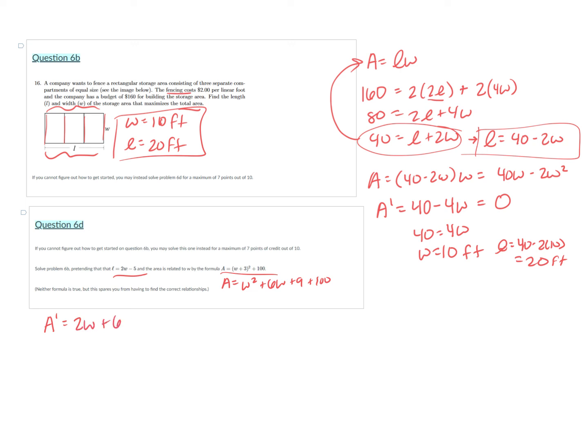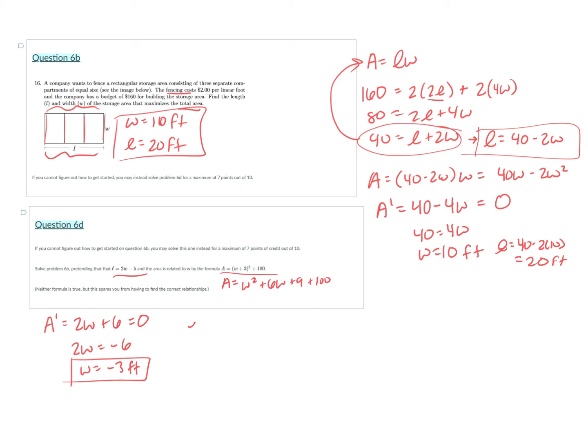And then to maximize it, we just want to set that equal to 0. So solving for W, we'll get 2W is equal to negative 6, which gives us W is negative 3. So as you can see here, this is saying that we have a negative length. So obviously this equation is not accurate to the problem. We can solve for a number, but in context it doesn't totally make sense. But I'm going to go ahead and solve for L anyway.